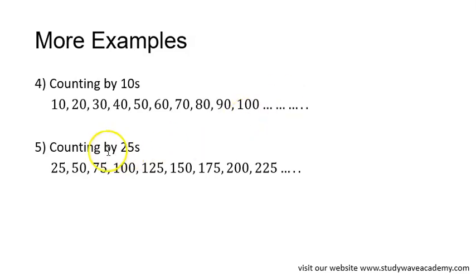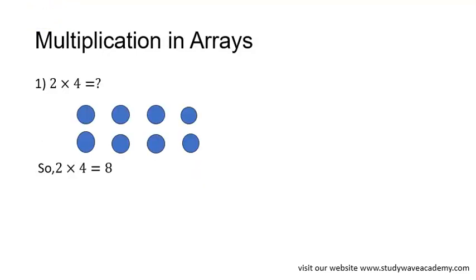We got that right? We are counting by 25. 25, 50, 75, 100, 125, 150, 175, 200, 225, adding 25. 25 plus 25, 50. Add 25 to 50, 75. Add 25 to 75, 100. And it goes on. Okay? We got that right? That is called skip counting. There is another method we can use in multiplication. Okay, we are going to be looking at that method. It is called multiplication in arrays.